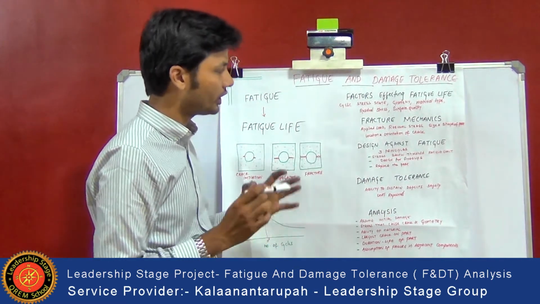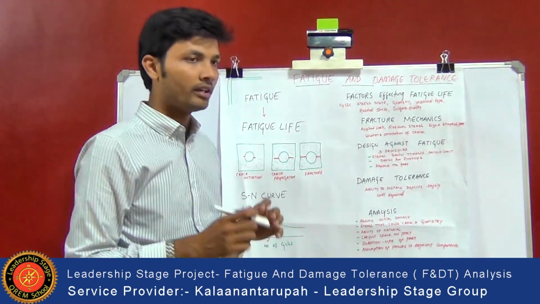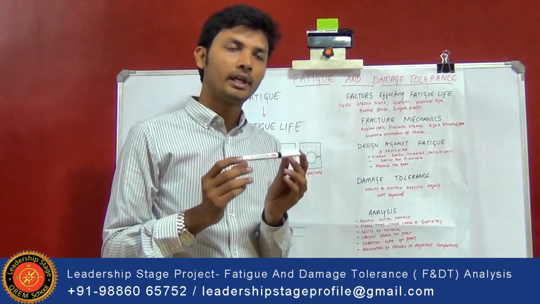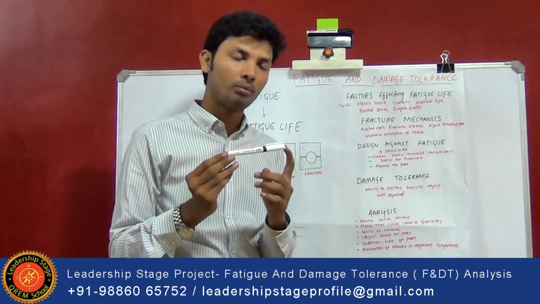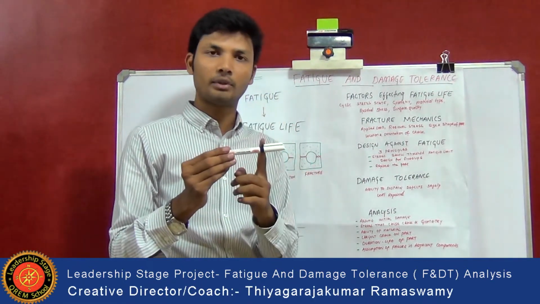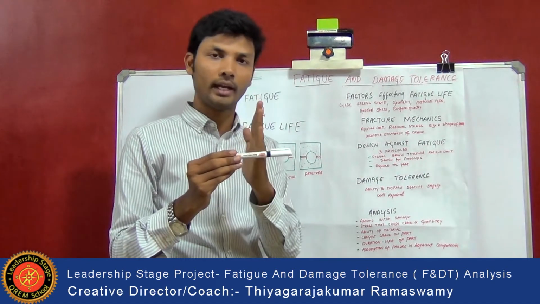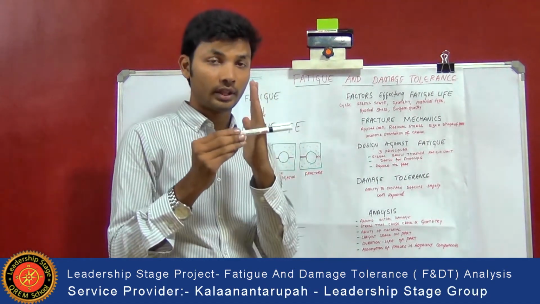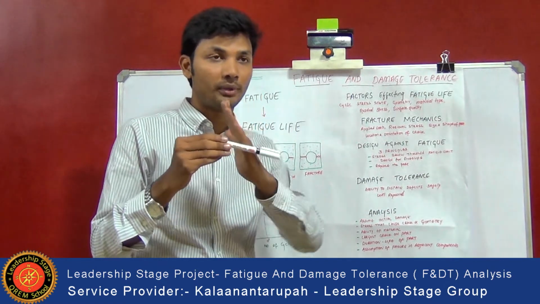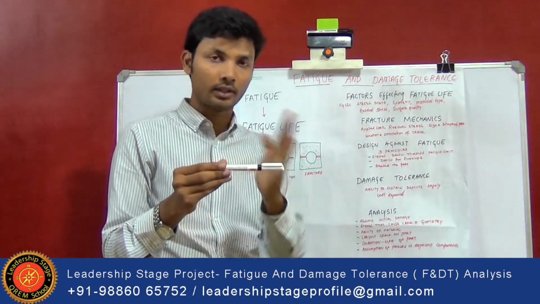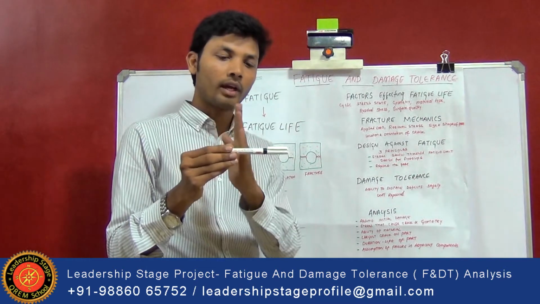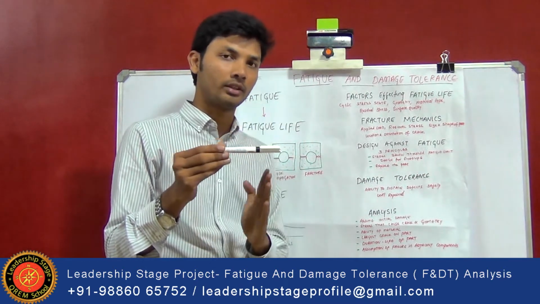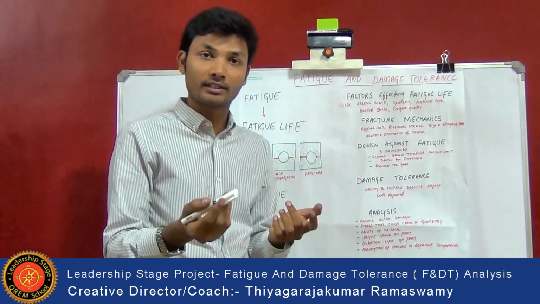The first one is stress below the threshold fatigue limit. If the stress limit of a component is A, then you have to try to reduce the stress being applied on the component to less than A, for example less than 20. So you have to see if you can reduce that stress, by which you can definitely increase the fatigue life.